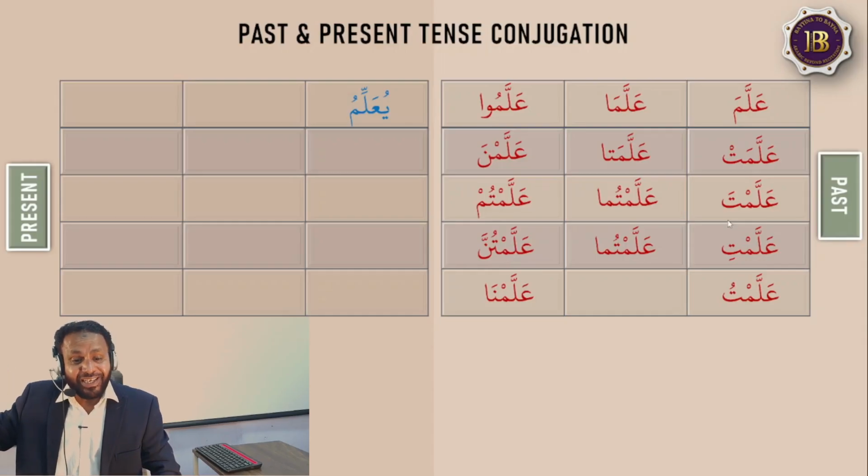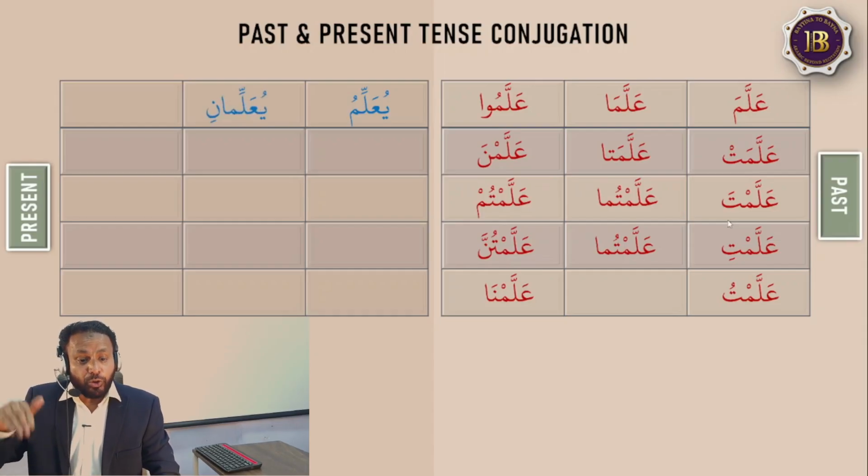Same thing with the present tense. Yuallimu is just the representative. Yuallimu, then yuallimani. He teaches. Both of them teach. All of them teach. Yuallimuna. Tuallimu, she teaches.